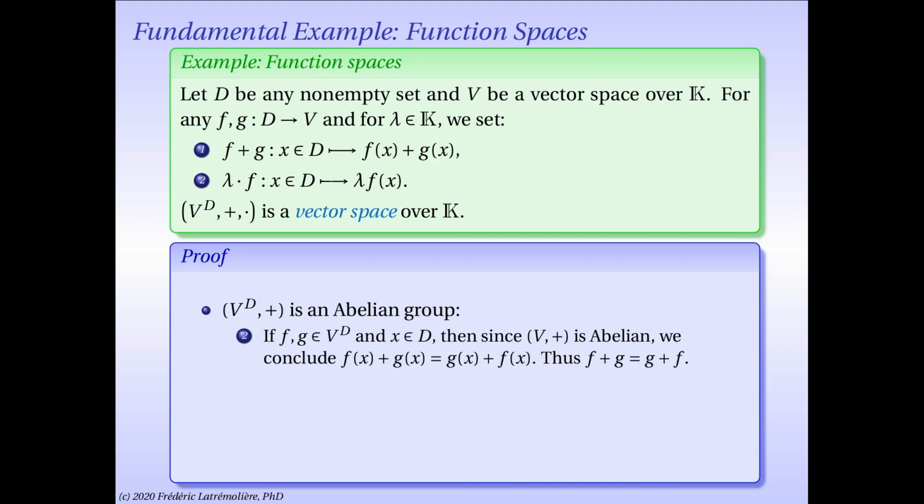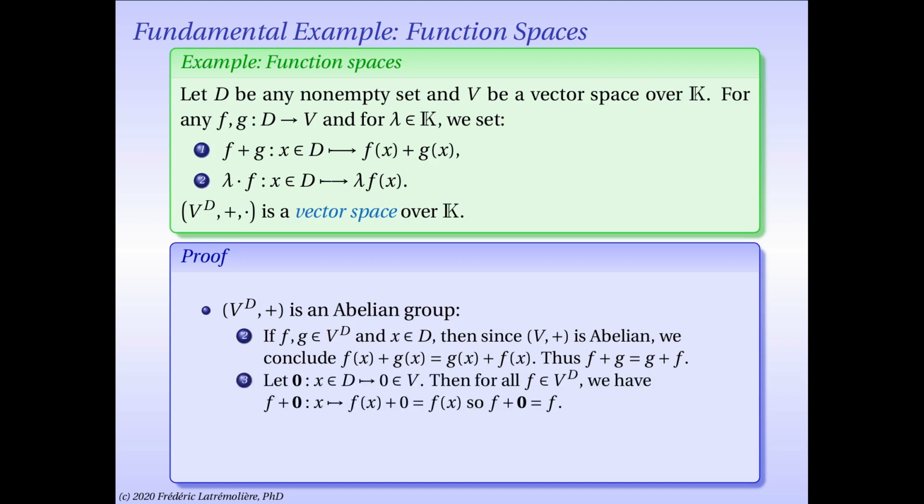Now let's prove that the addition that we have defined is commutative. You take two functions from D to V and call them f and g, and let's take an arbitrary element x in the domain D. Again, since the vector space is in particular an abelian group for the addition, we conclude that f of x plus g of x is equal to g of x plus f of x, since g of x and f of x are elements of V. But since this is true for an arbitrary element x in my domain, I have indeed proven that the addition of functions is commutative.